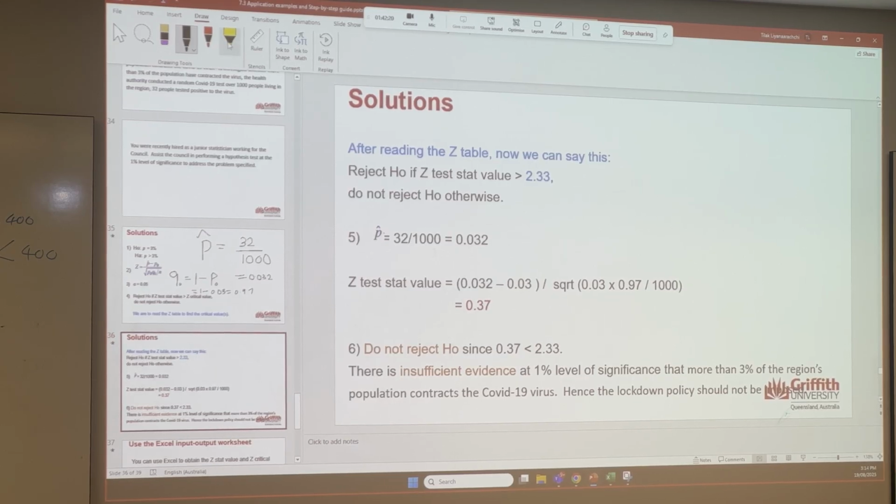So Z statistic is 0.37. Very small Z statistic, so therefore you can't reject. That means at 1% there is not enough evidence to say that the population got more than 3% COVID-19 cases. Okay, so they are not going for a lockdown.